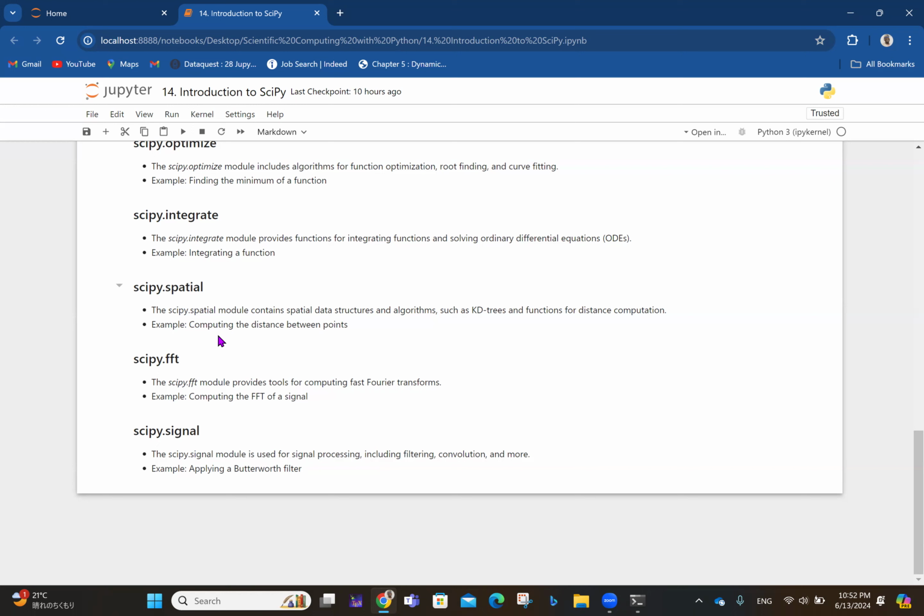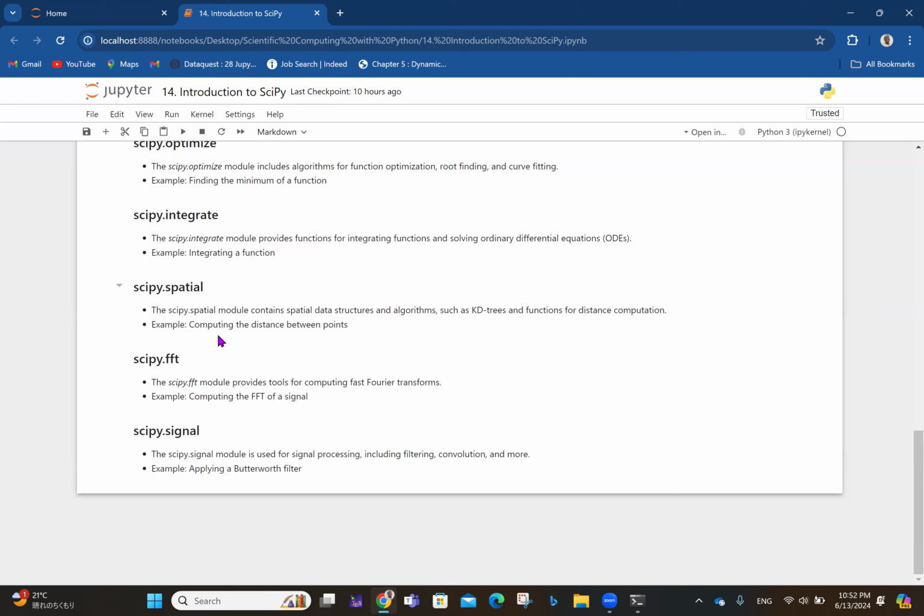There is SciPy.fft. The SciPy.fft module provides tools for computing fast Fourier transforms, for signal processing and things like that. So computing the FFT of a signal, for instance, you can use SciPy.fft. Then you have SciPy.signal. Now that you have the whole idea of signal coming up here, it means that SciPy can actually be useful if you are into engineering, like telecommunications, geographical information systems and things like that.